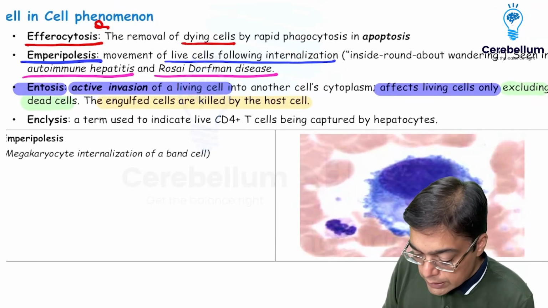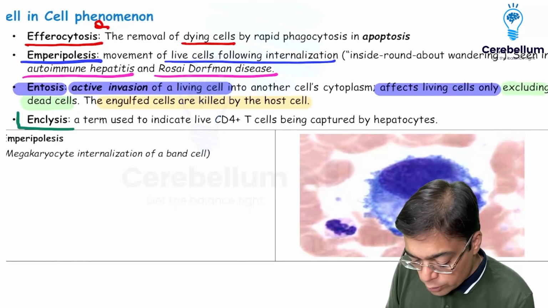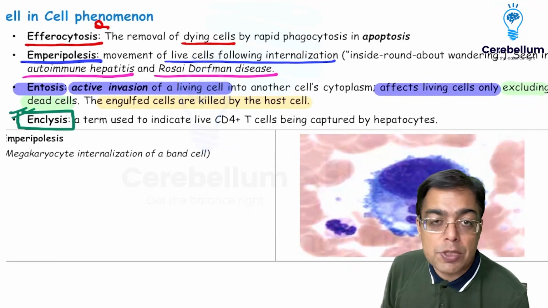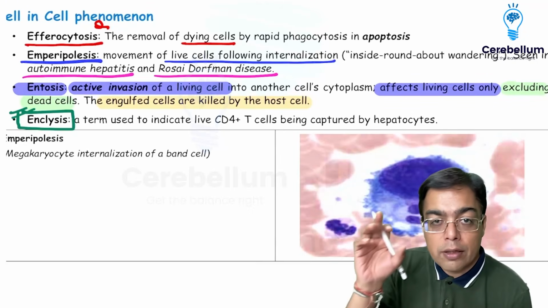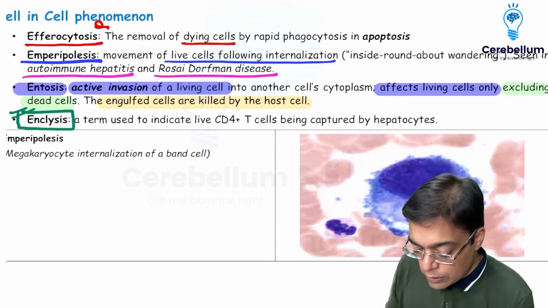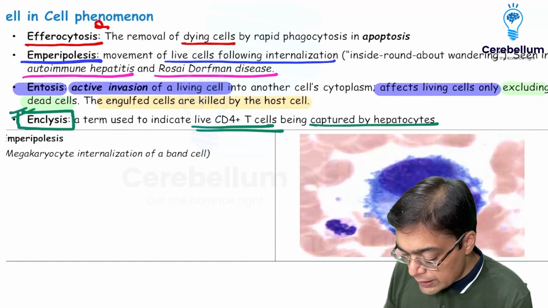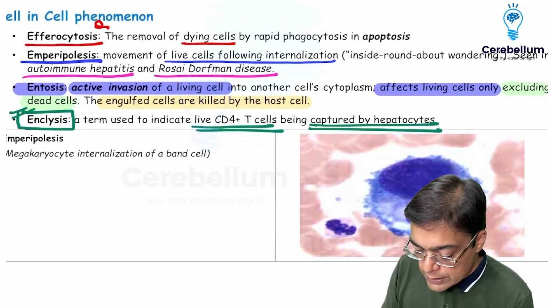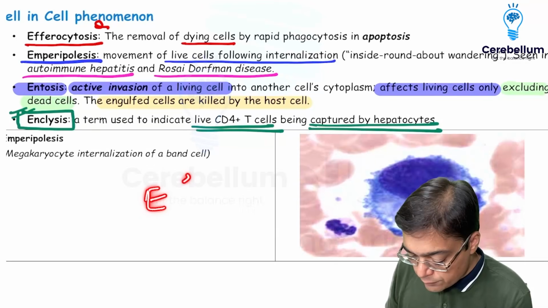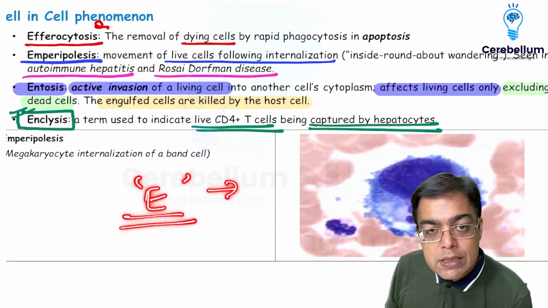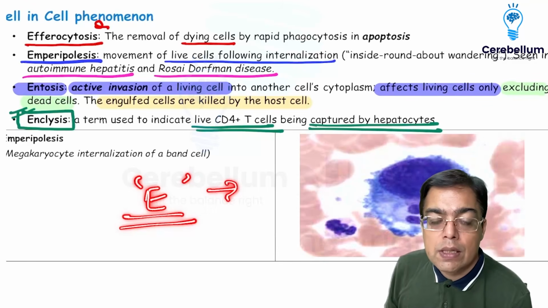Then what has not been asked in the exam so far, but is very likely to be asked in the exam, of course, in the near future is going to be enclysis. Enclysis is a special term which is being used when the hepatocytes, the liver cells, are going to capture the live CD4 T cells. So these are the four examples of cell within cell phenomena. So efferocytosis, emperipolysis, entosis, and enclysis. That's what you need to remember.